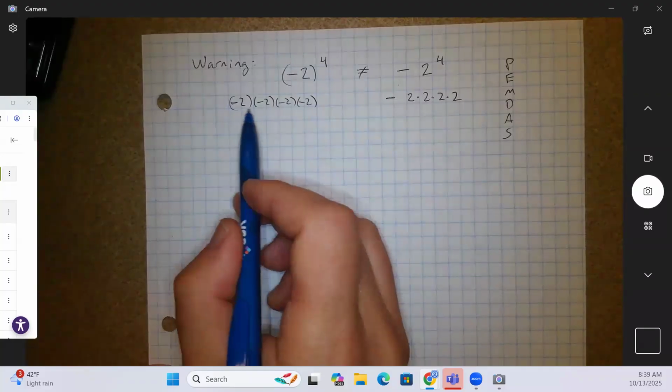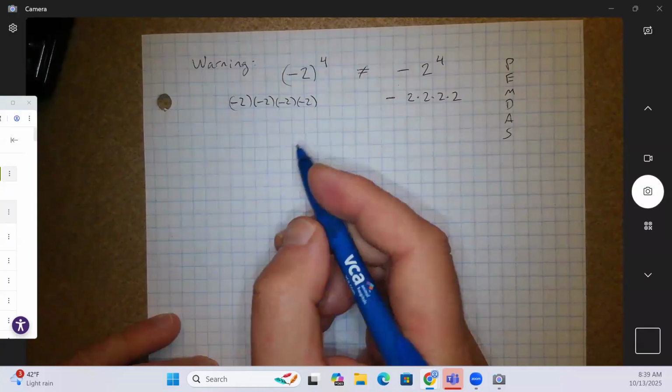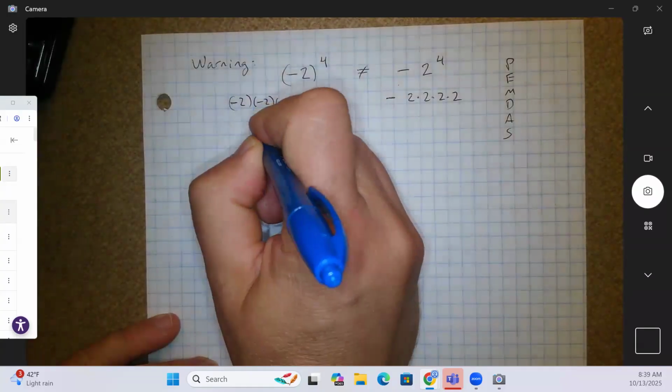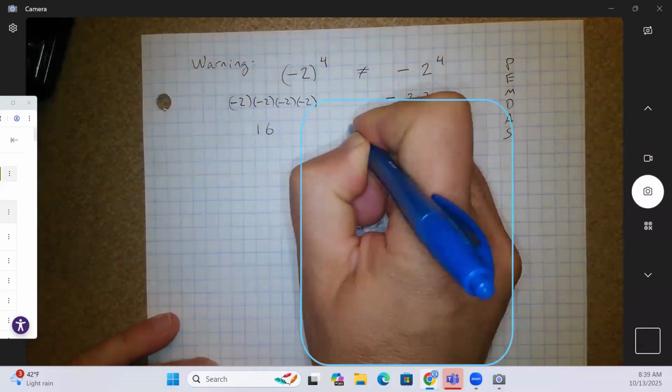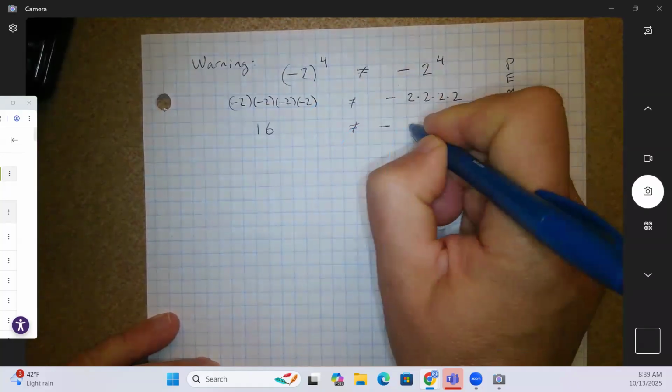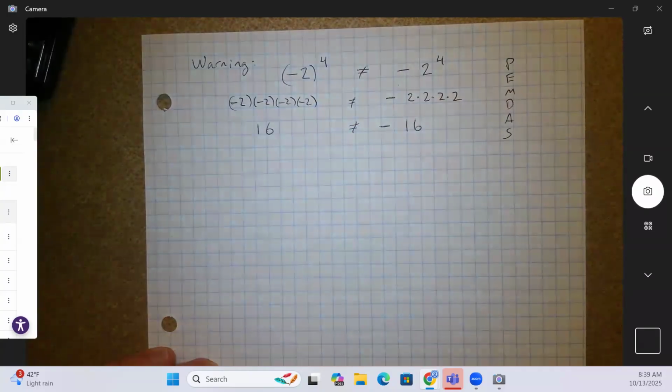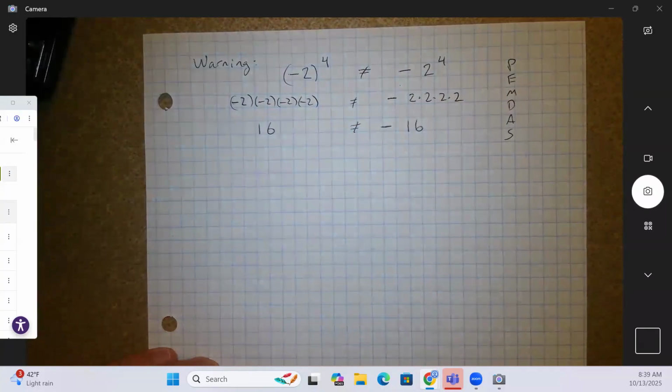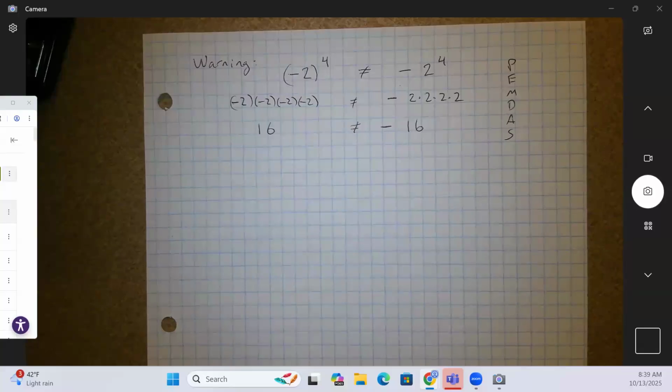If you work down the left side, you have it raised to an even power. So that is going to end up being positive 16. But on the right side, it's going to be negative times 16, a negative of a 16. So the parentheses are super important when you're doing exponentials, when you're doing powers. All right. Anybody have questions about that?